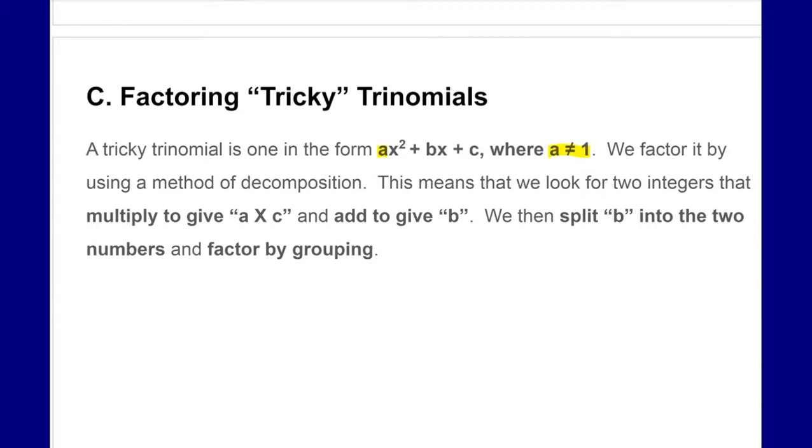It's very similar to the method we just used, except there's one small difference. We're still looking for two numbers that multiply to give us, instead of C, A times C, and then add to give B. Once we do that, we split B into the two numbers that we found, and we factor by grouping. So again, a few extra steps, and it is a more complicated trinomial, so it is going to take a few more steps to solve.